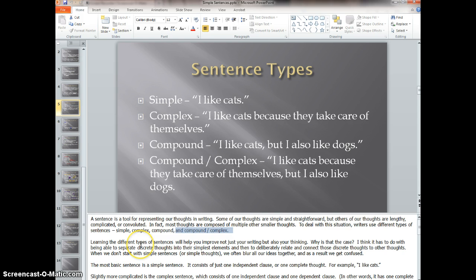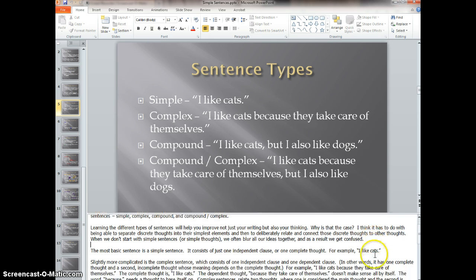Learning the different types of sentences will help you improve not just your writing, but also your thinking. Now, why is that the case? I think it has to do with being able to separate discrete thoughts into their simplest elements, and then to deliberately relate and connect those discrete thoughts to other thoughts. When we don't start with simple sentences, that is, one simple thought, we often blur all our ideas together, and as a result we get confused. So this sentence here has 3 discrete chunks to it. They're each a simple part of a sentence.